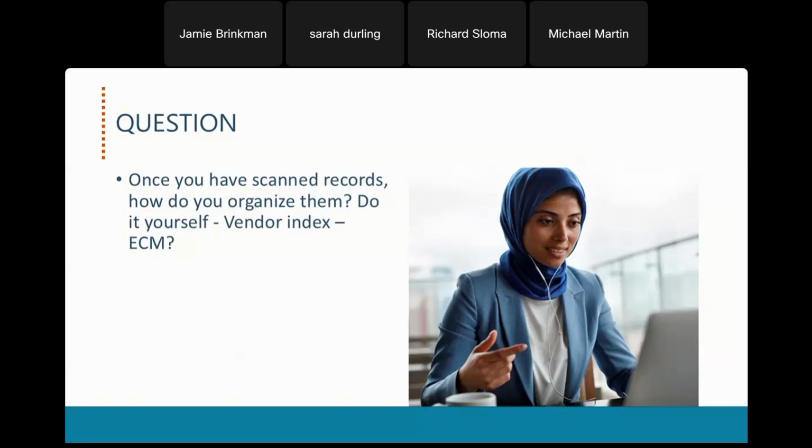The State Record Center is not involved in the scanned records process, correct? Correct. Jamie, do you have any thoughts further on that? Yeah, so the State Records Center, they're not involved with any scanning of records.